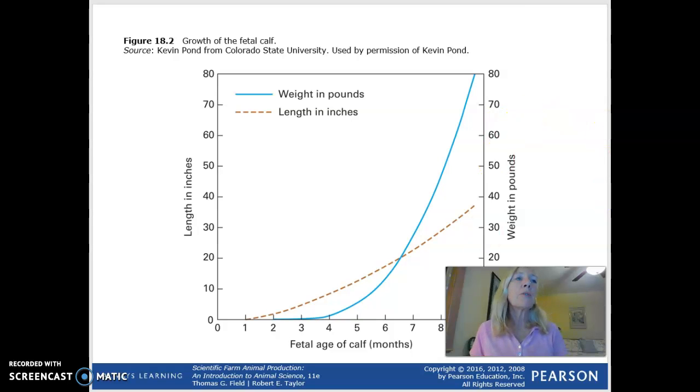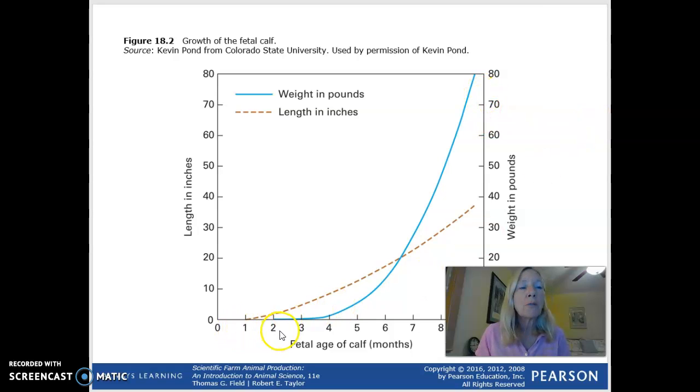So this is a very interesting graph, and it's the growth of a fetal calf. And you can see the length of the calf, how long. So the length is on the y-axis over here. And you can see that the growth of the calf is pretty slow in the beginning. And then as far as the weight gain of the calf, it's very dramatic. And I wanted to bring your attention to the fact that this dramatic growth starts at about the 6th month. And then the growth of the fetus is very rapid.